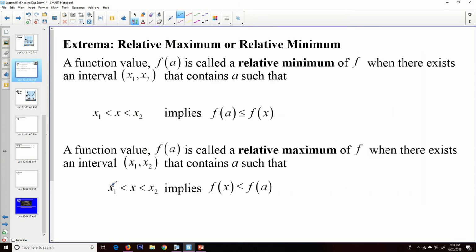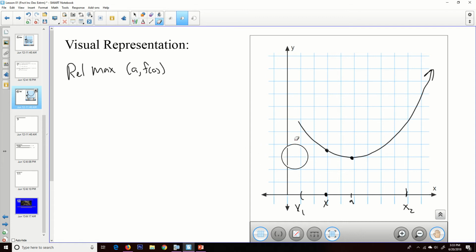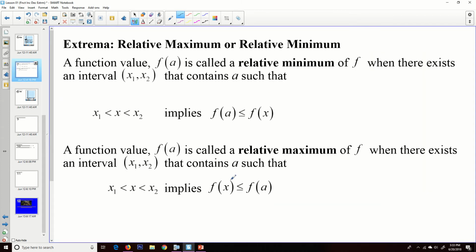And so going back, a function value has a relative maximum if x is always bigger or smaller than f of a. So if I want to do a maximum, it's going to be something similar to that. We want to call this a relative max. We want to change our diagram just a little bit here, and we want to say that if this is a relative maximum, then f of x is always going to be smaller than f of a.